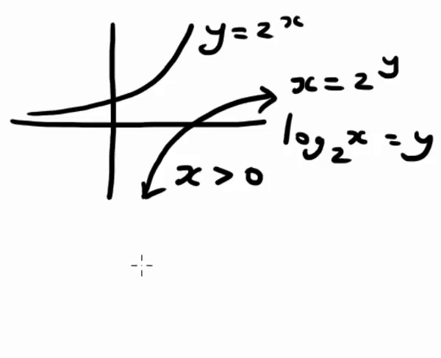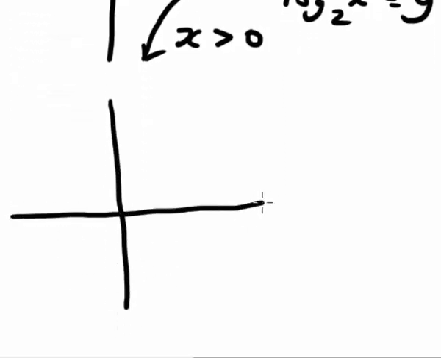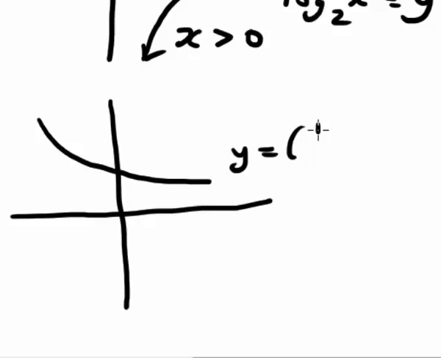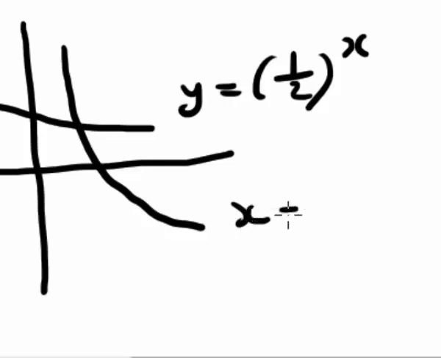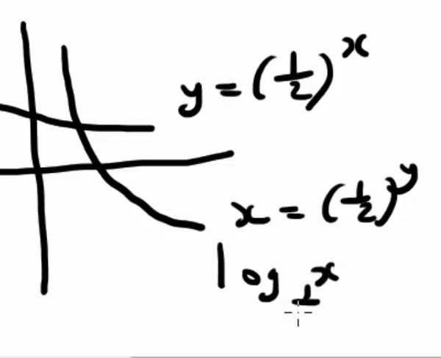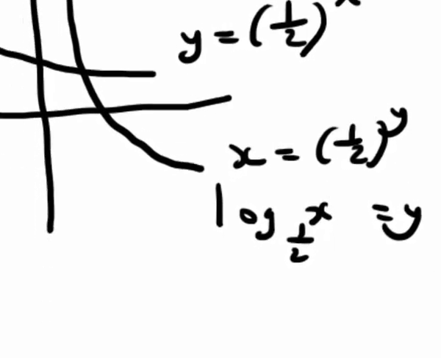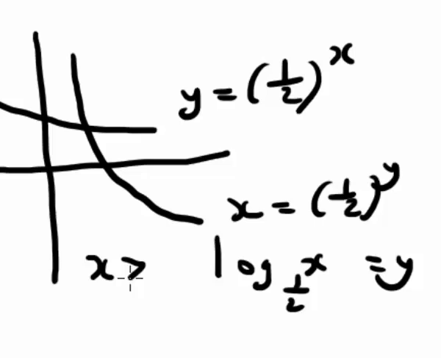So for the log graph, your x's are going to be positive. If you take any decreasing graph, say y is equal to (1/2)^x, where your base is a fraction between 0 and 1, your log graph would look something like this: x is equal to (1/2)^y, which is the same as log x to base 1/2 equals y. The important thing, again, is that x is bigger than 0. Your log graph is always to the right of the y-axis, where x is positive.